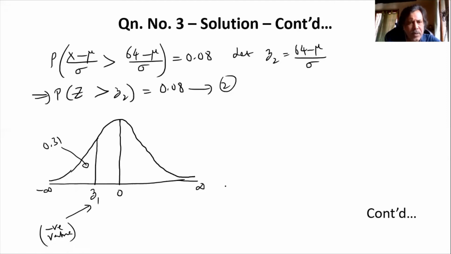Then Z2, it is 8%. And it is exceeding, means I have to draw after Z2. So somewhere here it will come. This portion has to be 0.08, right? Now we will do like this.